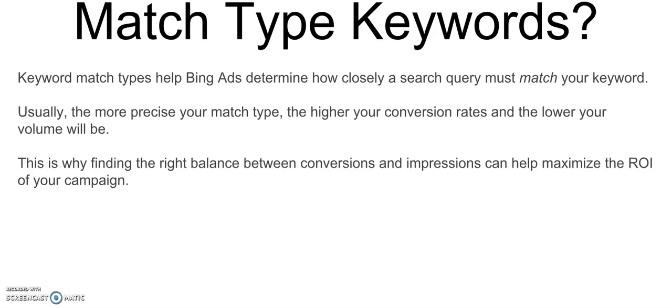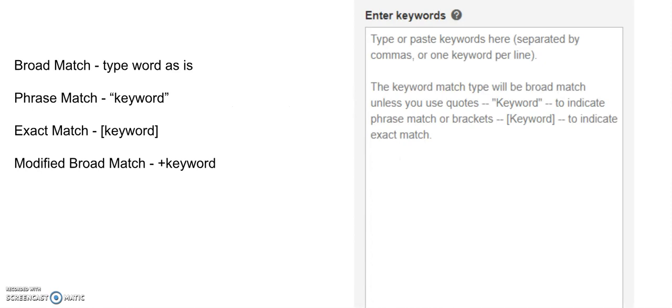Before we get into that, let me show you what the symbols look like. Whenever you go to enter your keywords, you're going to see this field right here, and it tells you exactly what to do. If you want a broad match, you just enter the words as is. If you want phrase match, you put quotes around the keyword.